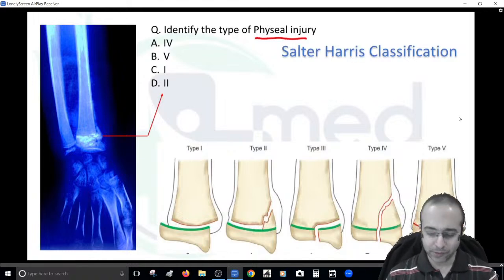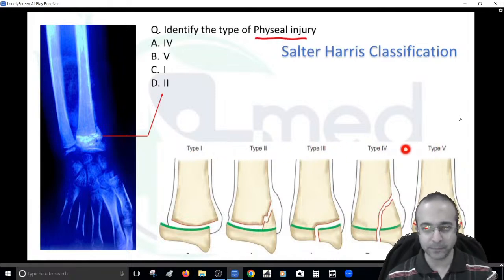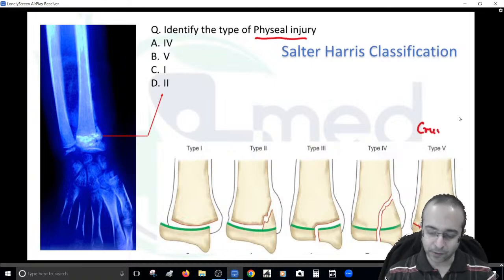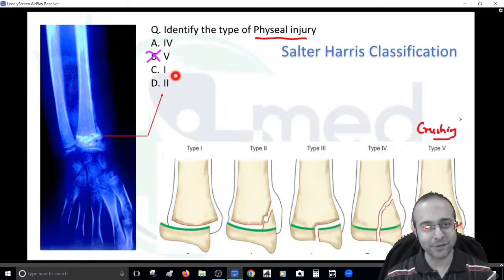So I think you're already very much aware about the Salter-Harris classification, where you have those 5 types. Type 5 is simply a physeal crushing, so that goes out of the picture. So you were to choose between 4 types. Type 5 was already out. Type 3, as I know, was not in the choices. So you have to pick between 1, 2 or 4 only.